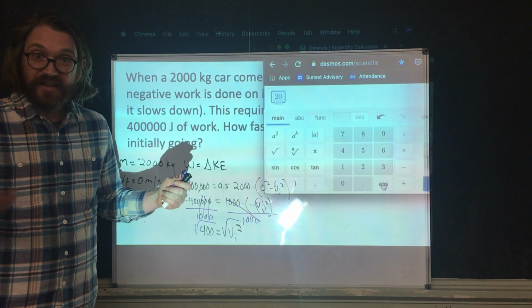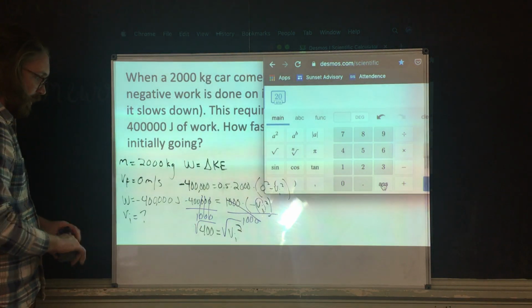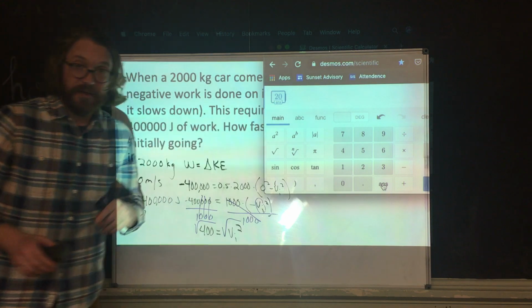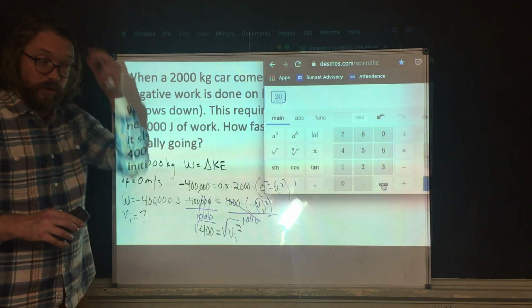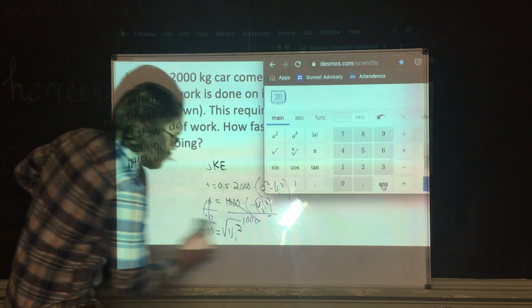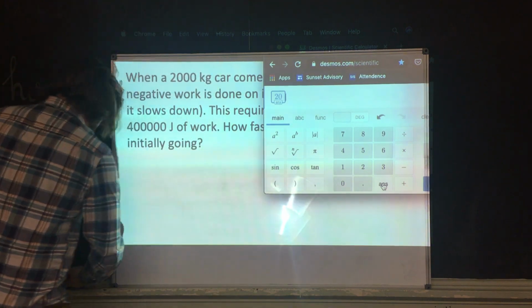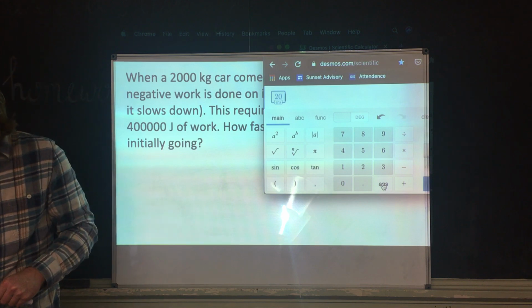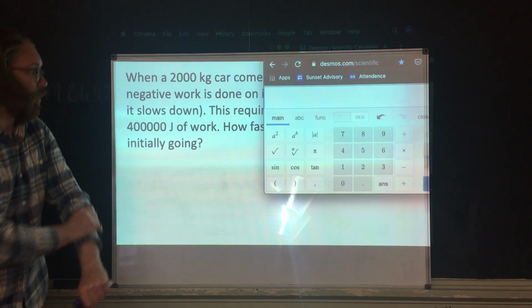Isn't that fun? Awesome. Okay, did you get 20 meters per second? That's how fast we were going when we started. All right, I think we have one more. Let's just do one more. Okay.